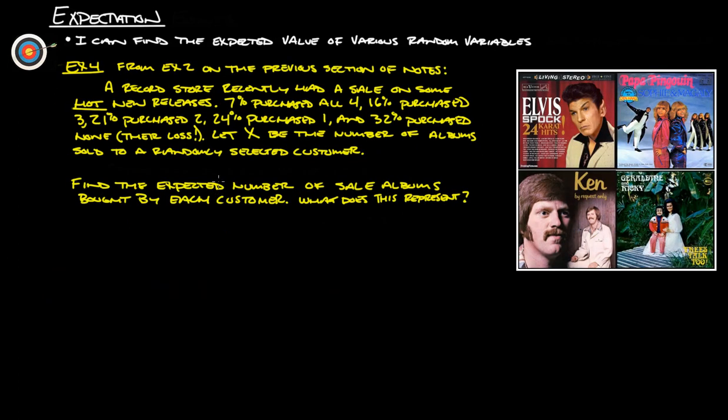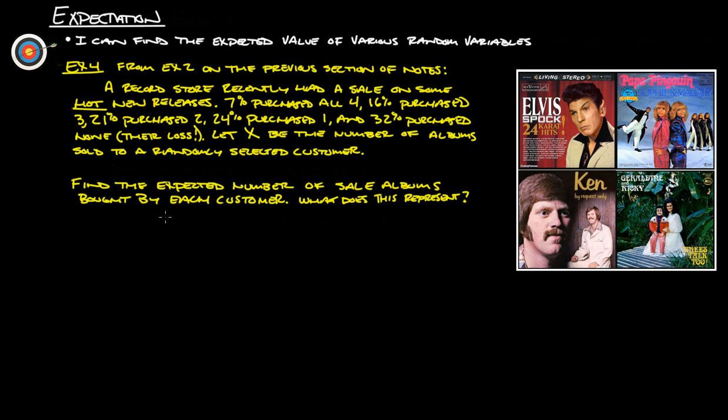From our last set of notes, we had these lovely albums. From example 2 in the previous section of notes, a record store recently had a sale on some hot new releases. 7% purchased all 4, 16% purchased 3 of them, 21% purchased 2, 24% purchased 1, and 32% purchased none of them. Let X be the number of albums sold to a randomly selected customer. For this one, we're going to find the expected number of sale albums bought by each customer, and then what this represents.